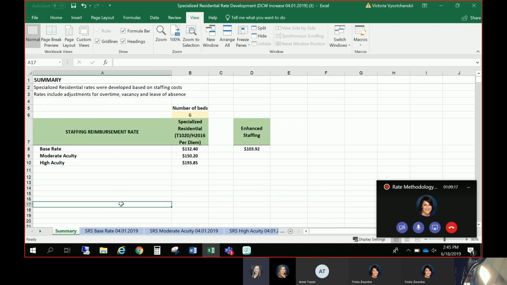So what we have here is simply a summary of what the rates would look like for a licensed 6-bed home. The base rate again being $132.40, moderate acuity rate being $150.20, and high acuity rate being $193.85, with a possible enhanced staffing addition of $103.92.